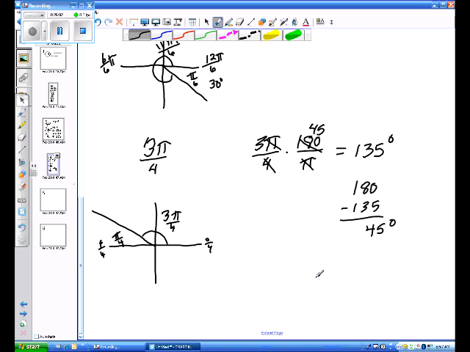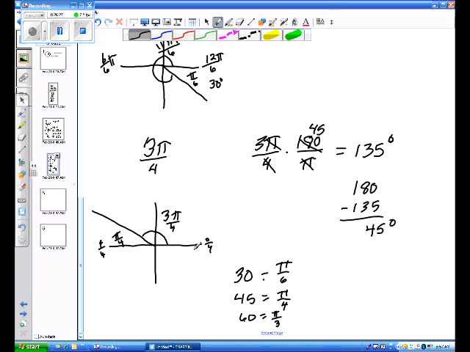So those were our special angles. 30, which is pi over 6, 45, which is pi over 4, 60, which is pi over 3. And you should know those very clearly and easily.